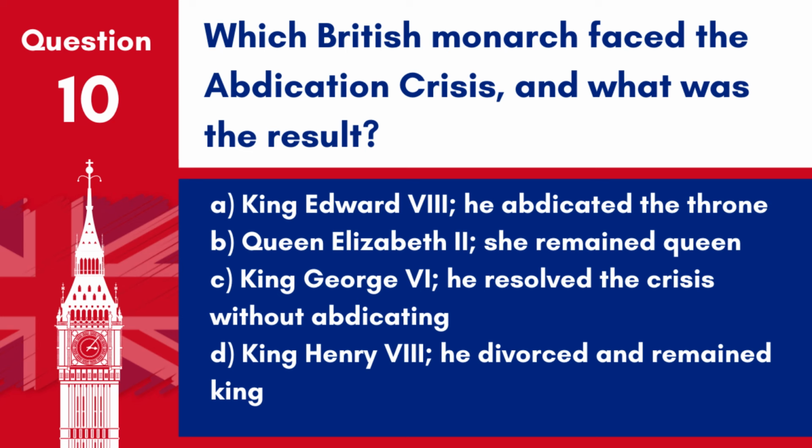Answer: A. King Edward VIII. He abdicated the throne. King Edward VIII faced the abdication crisis in 1936 due to his intention to marry Wallis Simpson, a divorced American woman, which was against the advice of his government. He chose to abdicate in favor of marrying her.